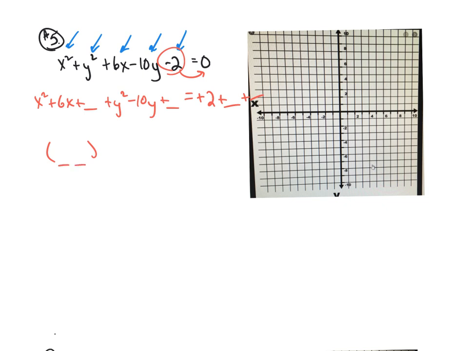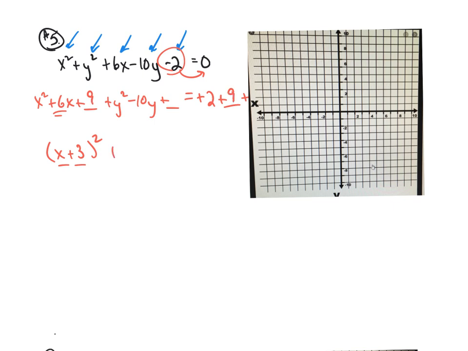Remember, that's a binomial squared. The first term is the variable above. The second term we get by taking the number in front of the x and dividing by 2. 6 divided by 2 is 3. Then whatever number goes in the parentheses, 3, we have to square it, so 3 times 3 is 9, and that becomes the first number in the blank on both sides.